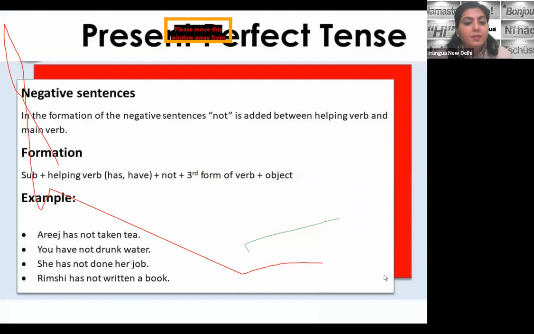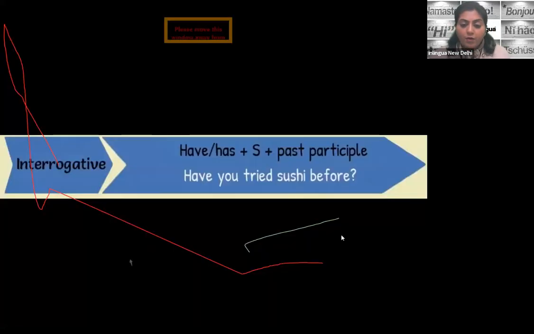All right. Some more examples of negatives. Areej has not taken tea. We can also say Areej hasn't taken tea. You have not drunk water. You haven't drunk water. She hasn't done her job. Rimshi has not written a book, or Rimshi hasn't written a book. All right. The third is the interrogative or the question format. Have you tried sushi before?